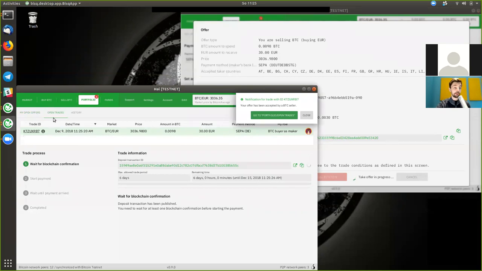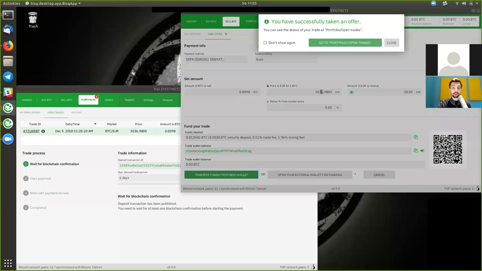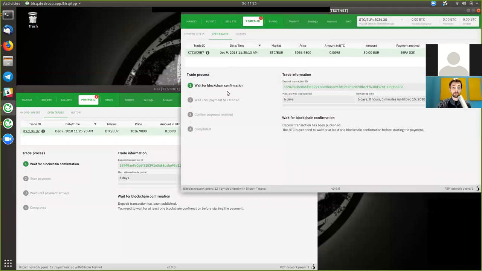open trades. So we have initiated the trading process, right? And the same has happened here with Satoshi. We can go on portfolio and open trades. And what we are waiting for now is the block confirmation time, right? Because we're working with on-chain transactions.